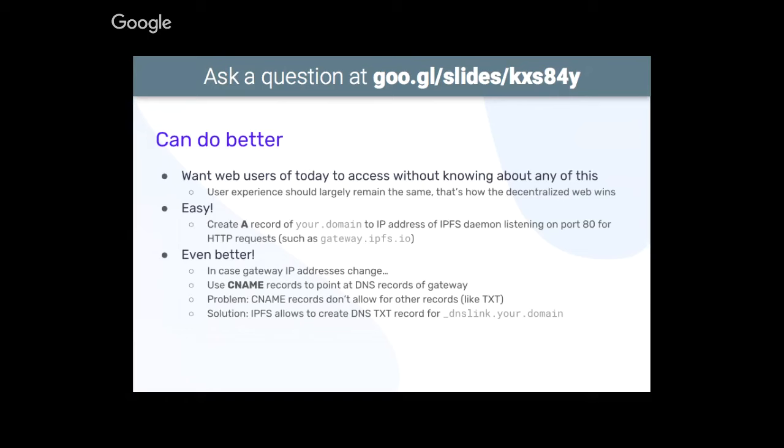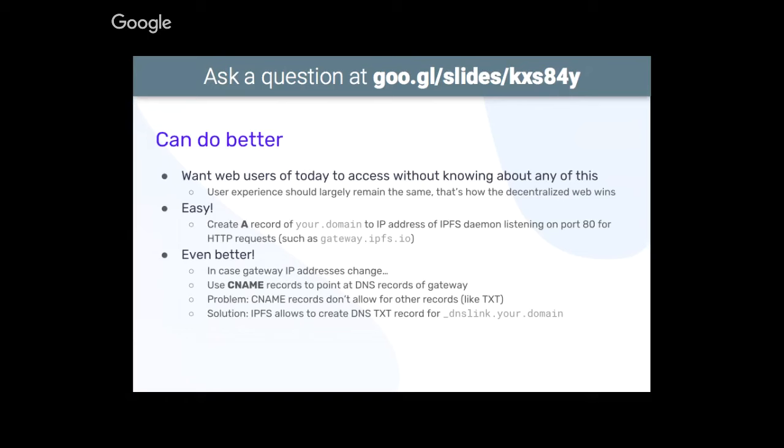But we can actually do even better than that, because we don't want to have to rely on IP addresses being static. In fact, that's one of the things that we don't like about a centralized web, these location-based addresses. So we can use a CNAME record to point at the DNS records for the particular gateway, so that if the IP addresses change, our CNAME records will still point to the right place.